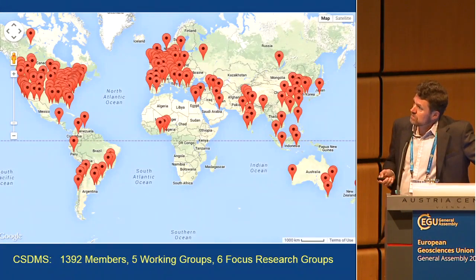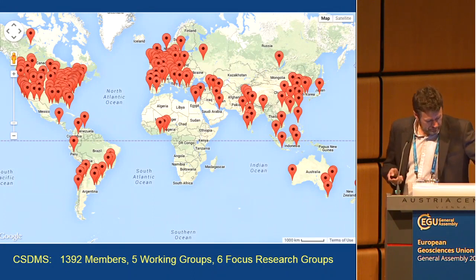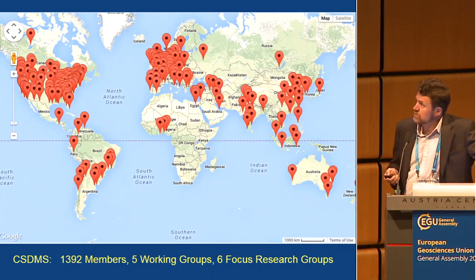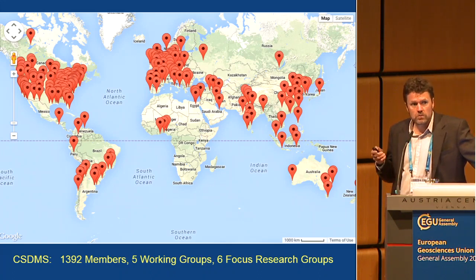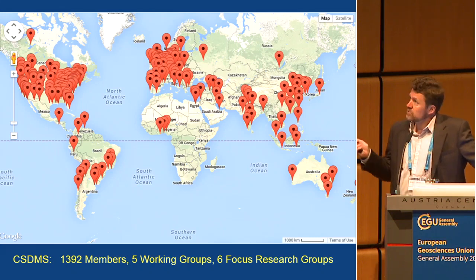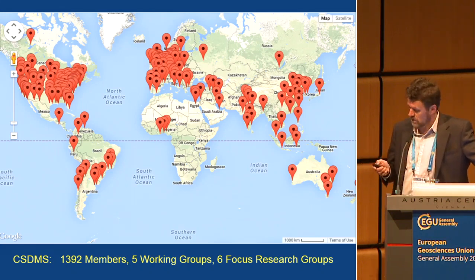Now, CSDMS, like I said, started about 8 years ago, but now we're up to almost 1,400 members divided into different working groups. There are working groups focused on terrestrial models, marine models, coastal models. There are people working on just cyber numerics issues. There are separate focus groups on the Chesapeake Bay area or hydrology or carbonate modeling. So we've got a good representation of different types of models.